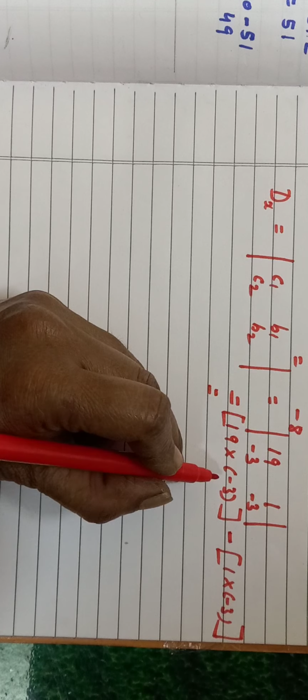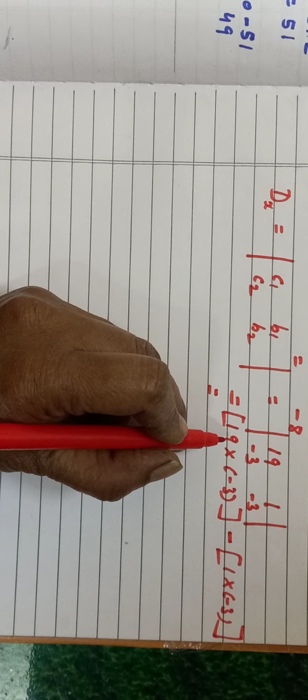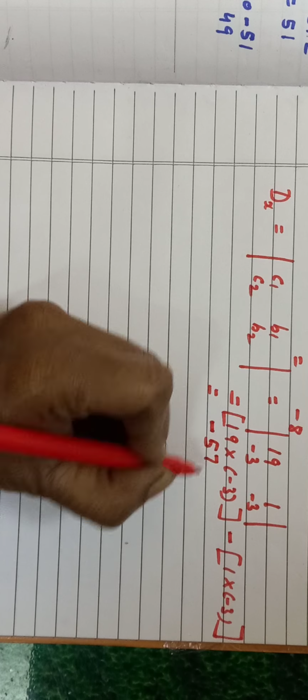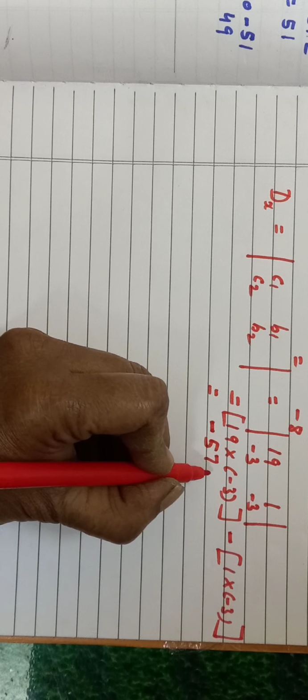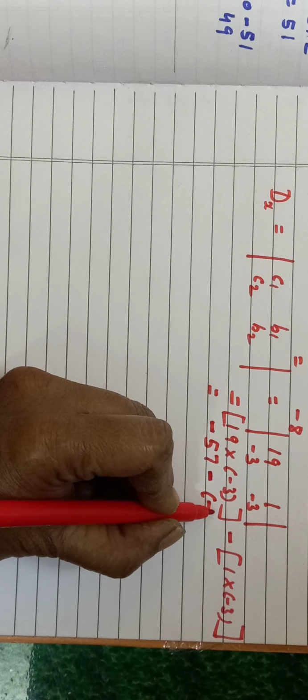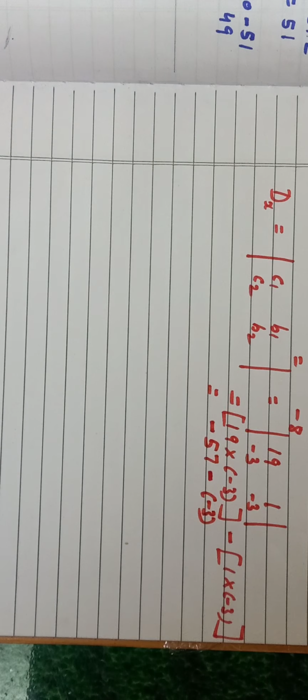The basics should be clear. Here 19 means it's a positive integer, plus into minus is minus. 19 times 3 is 57. Here the minus sign, write it as it is. Now 1 into minus 3 is minus 3. Negative integer, again put it in round bracket.